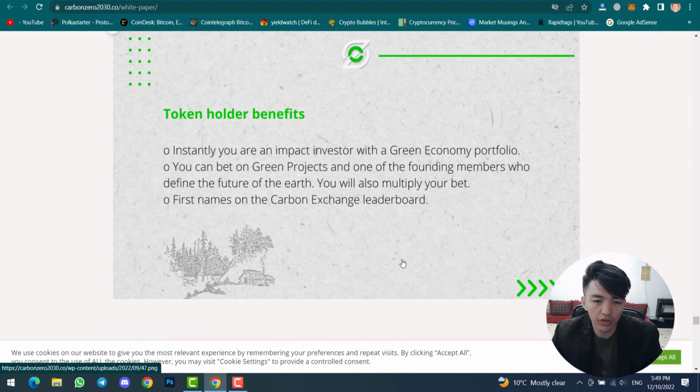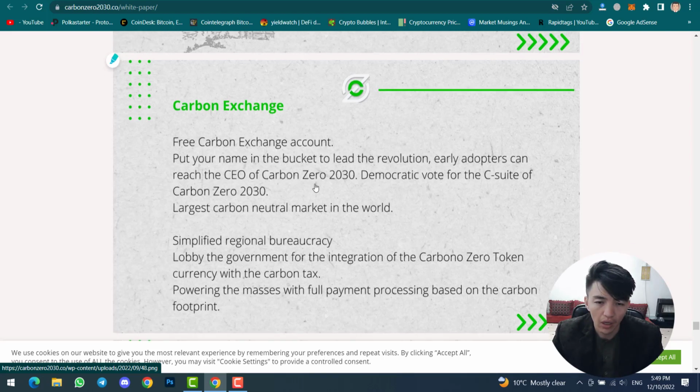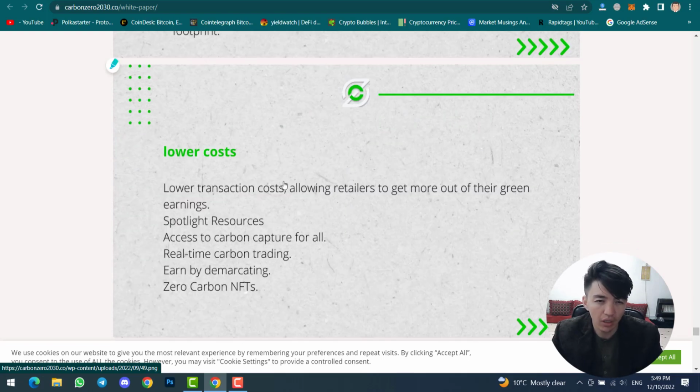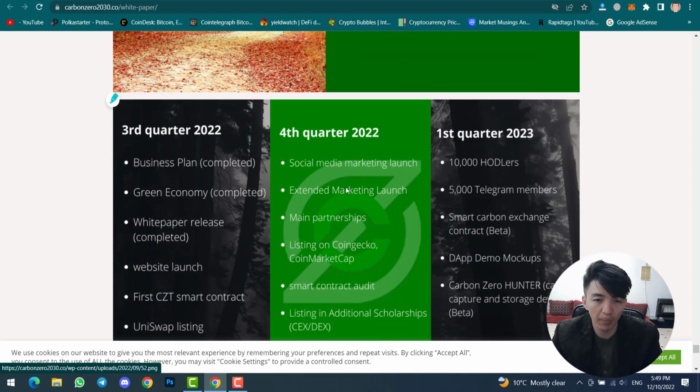And then if you scroll down, you can find token holder benefits. So Carbon Exchange, free Carbon Exchange account. Put your name in the bucket to lead the revolution. Early adopters can reach the CEO of Carbon Zero 2030. So this is detail about the exchange, lower cost, and then we have many more things. This is about the roadmap. Let me show you the roadmap.